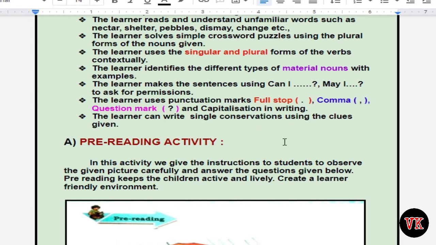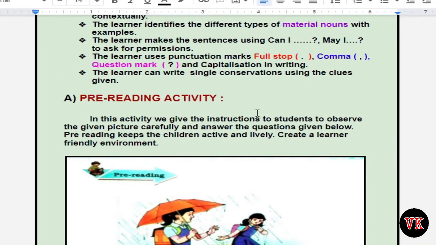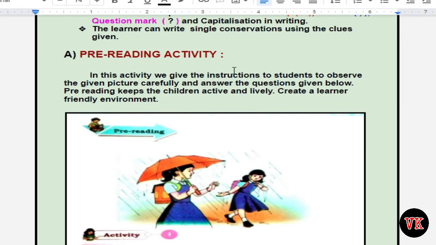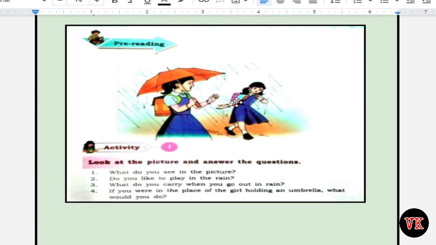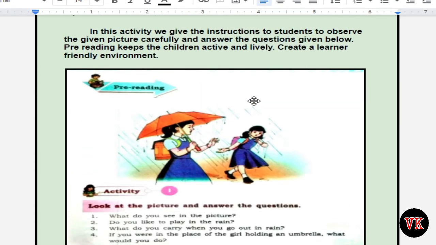The first step is pre-reading step. Pre-reading activity we have to do first. In this activity, we give the instruction to students to observe the given picture carefully and answer the questions given below. Pre-reading keeps the children active and lively. Create a learner-friendly environment.